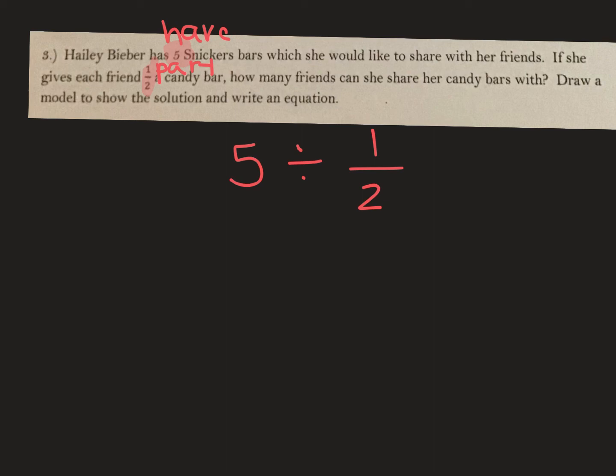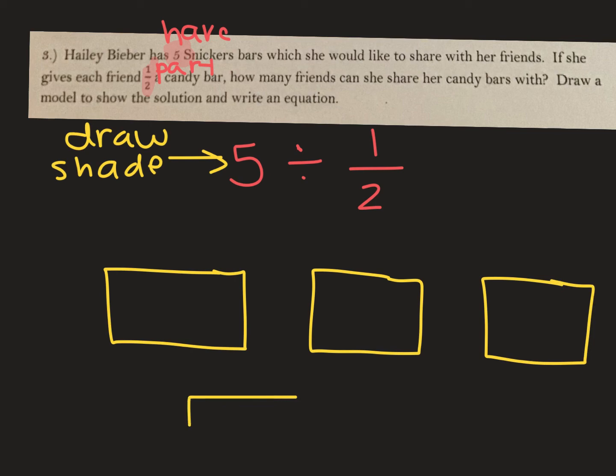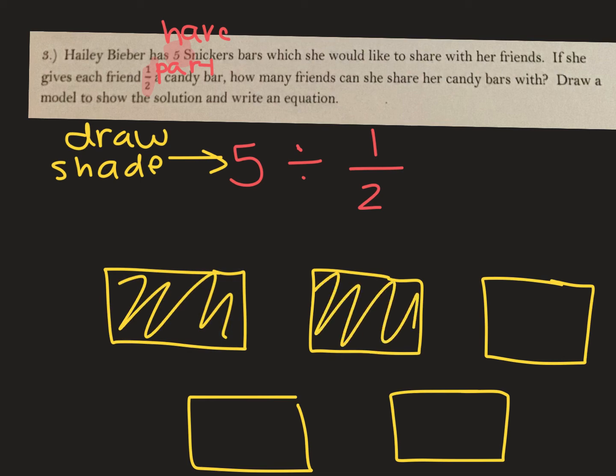It does say draw a model to show the solution, so let's go ahead and do that. The nice thing here, when you start with a whole number, remember this whole number here tells you how many to draw and how many to shade in. So we have to draw 5 whole boxes and shade them completely in. So 1, 2, 3, 4, and 5. And we're going to shade them completely in. That's what we're starting with here.